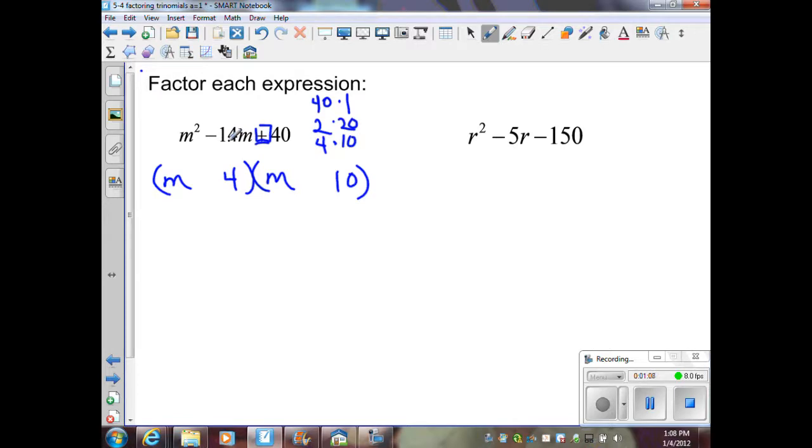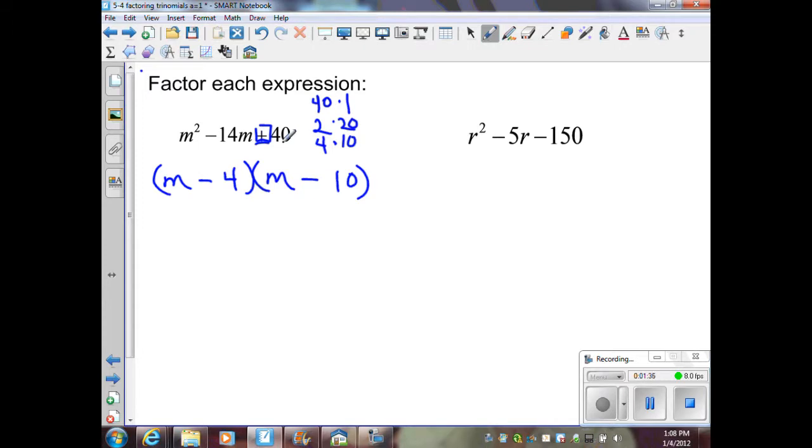And recall, with a plus sign, either I end up with a minus, minus, which would give me a negative 4m, and also a negative 10m, which gives me a negative 14. But when I multiply a negative times a negative, it gives me a positive 40. If this was a plus sign in front of the 14, then these two minus signs would go to plus, plus, which would still give me a positive 40.